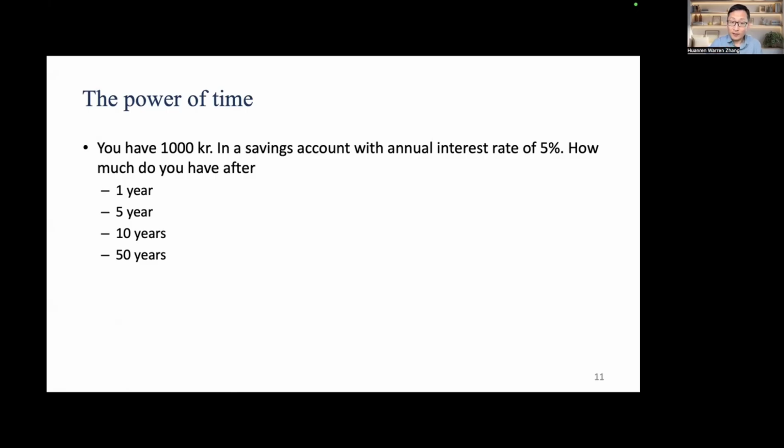So if you have clearly understood the corresponding power of time or the power of compound interest, you will be able to predict that after 50 years, the corresponding amount of money you have will be significantly bigger compared to 1 year or 5 years.